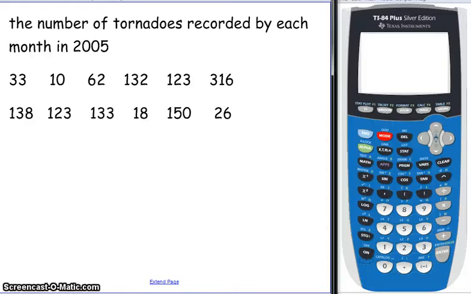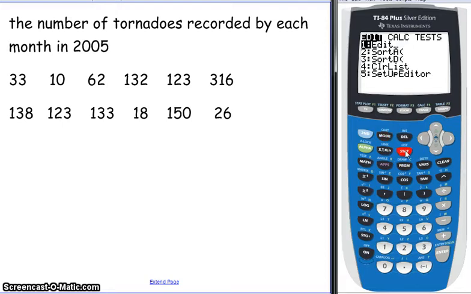The objective of this video is to learn how to put data in your calculator to draw a box plot and also determine if you have any outliers in your data. So we're going to start with this problem: the number of tornadoes recorded by each month in the year 2005. With this data that's given, we've got 12 values here that we can enter into our calculator. To save a little bit of time, I've already done that in mine.